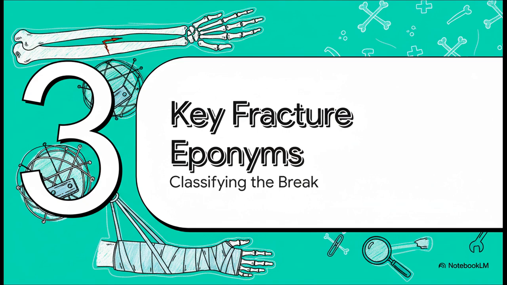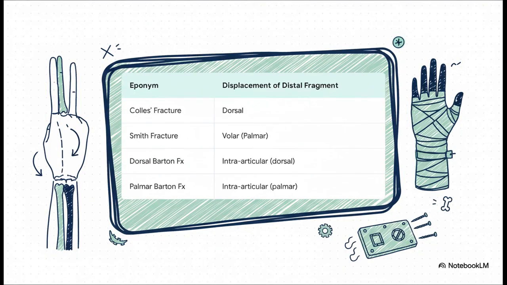Okay, Section 3. Let's talk about the eponyms, the classic names for these fractures. Colles, Smith, these aren't just for exams. They're actually a super useful clinical shorthand. They tell you exactly which way the bone is displaced, and that's the key to knowing how you're going to fix it. So let's break down the big ones.